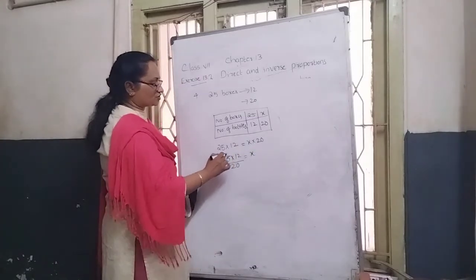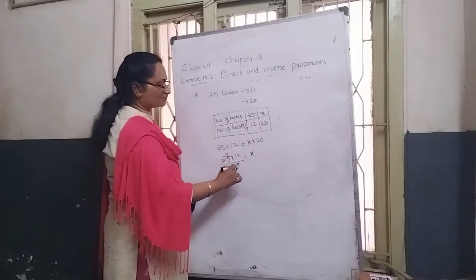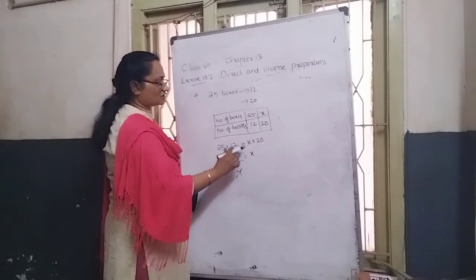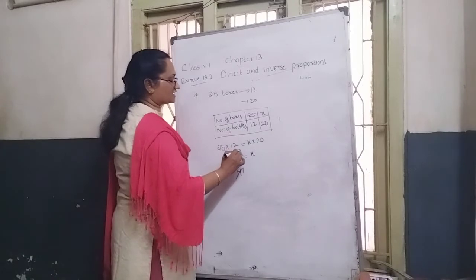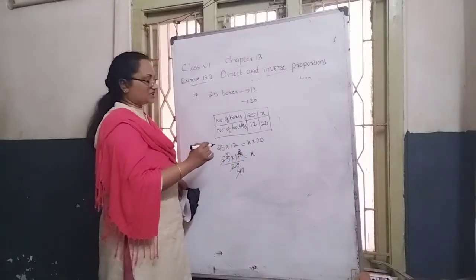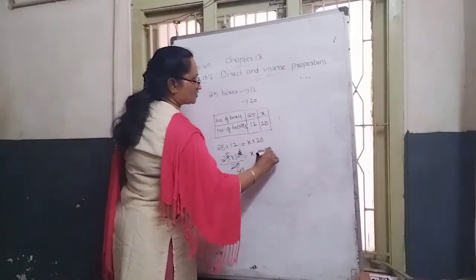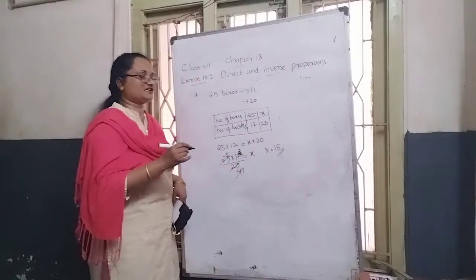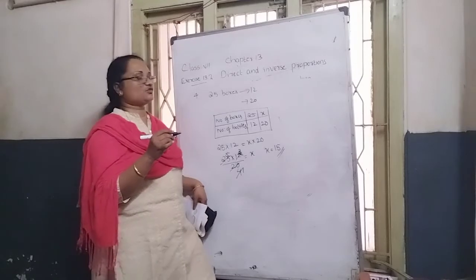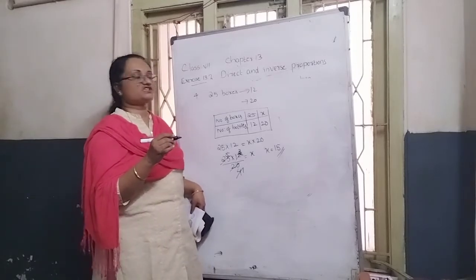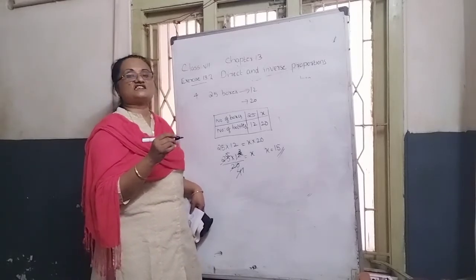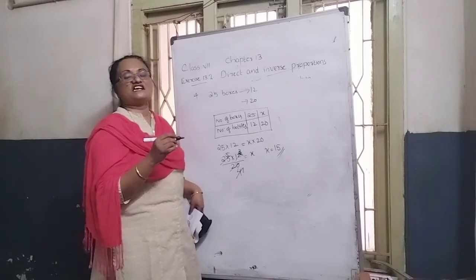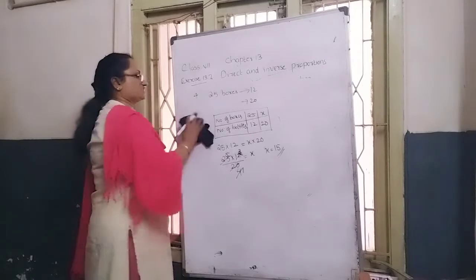Then 5 table: 25 is 5 times, 5 table: 20 is 4 times, 4 table: 12 is 3 times, 4 table: 4 is 1 time. Then multiply. So X is equal to 5 threes, which is how much? 15 is the answer. That means how many boxes are required for keeping 20 bottles? 15 boxes are required for keeping 20 bottles. That is the meaning of this question.